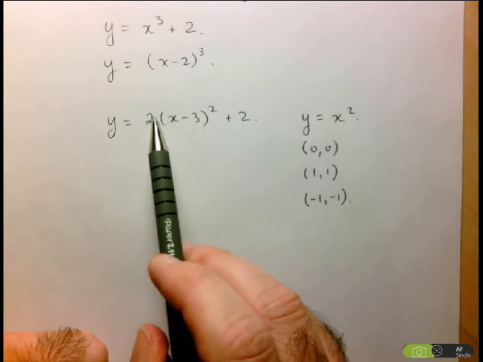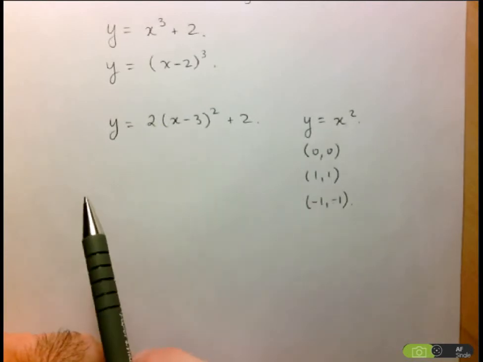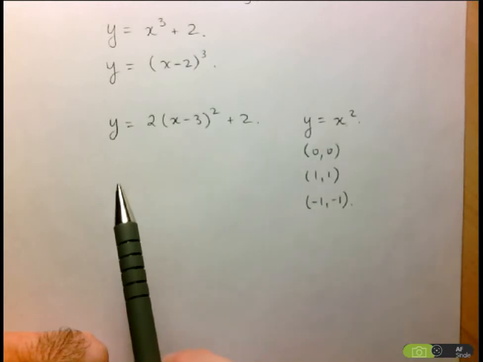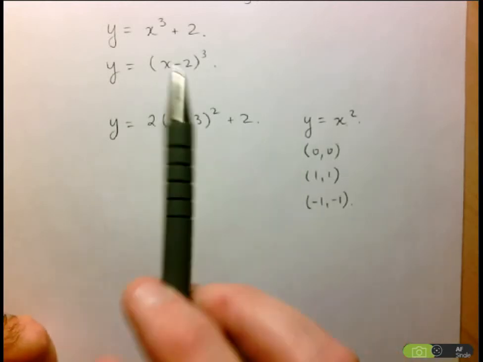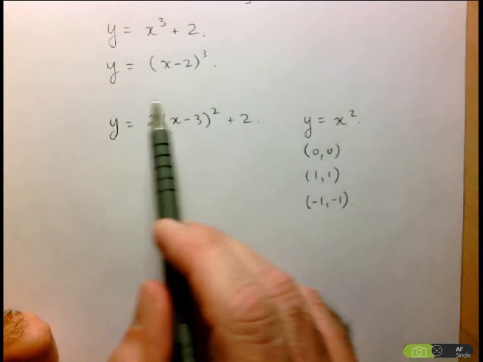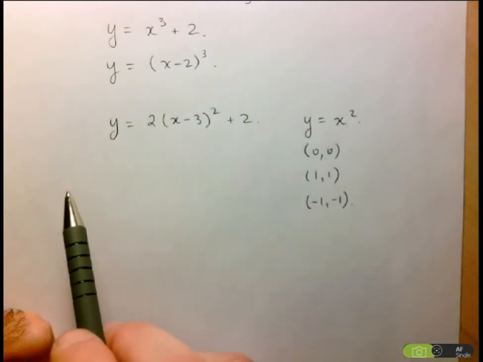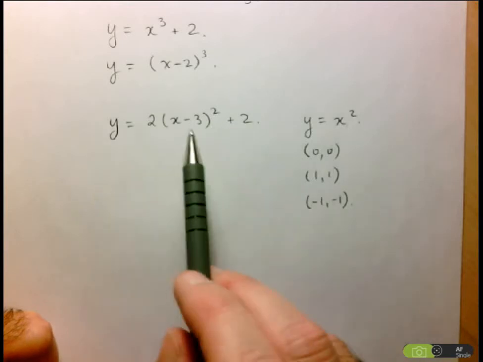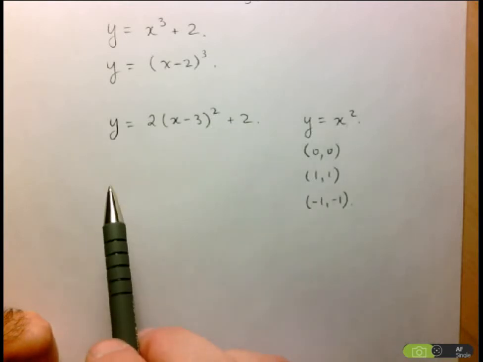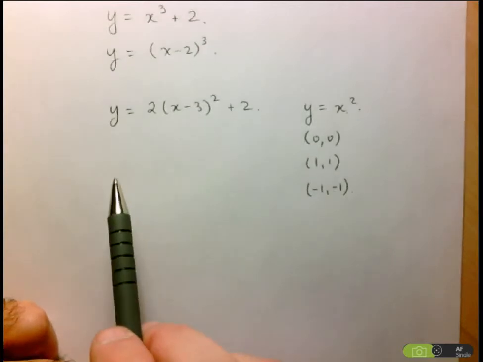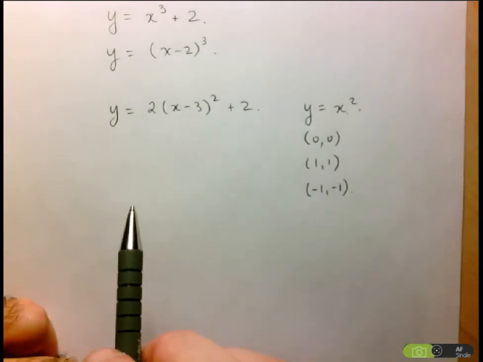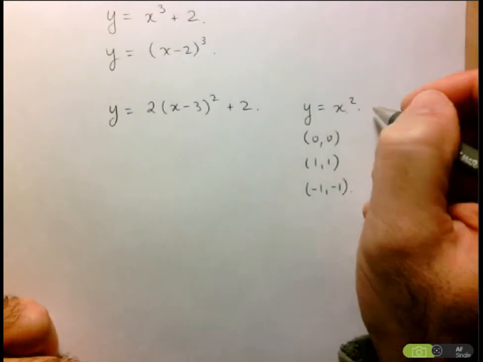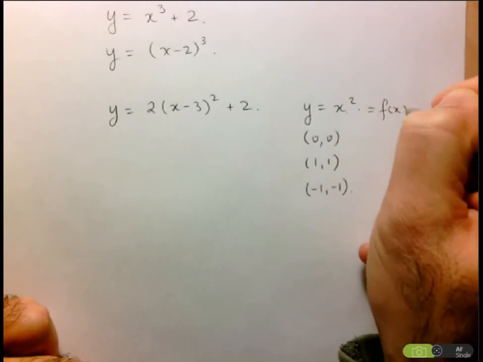So in this case here, vertical expansion by factor of 2, a shift to the right by 3, and a shift up by 2. Now this is what I call writing the equation explicitly. So this is a quadratic function, written explicitly. Another way to identify this function is to use our function notation, is to identify the parent function as x squared. So we can call that, say, f of x.